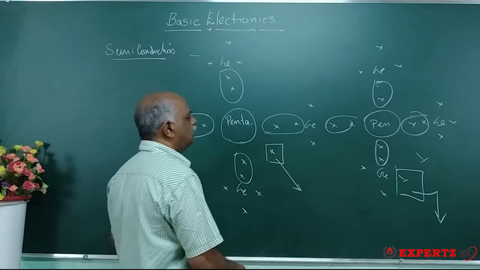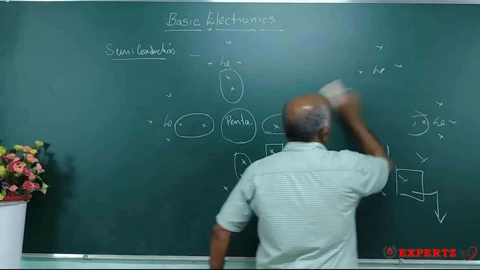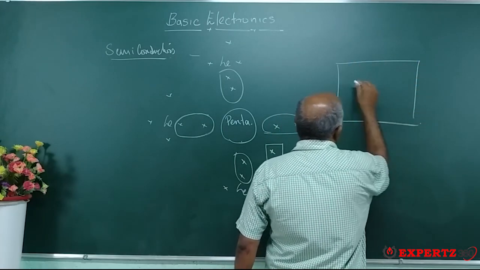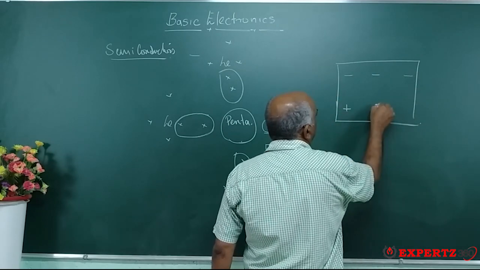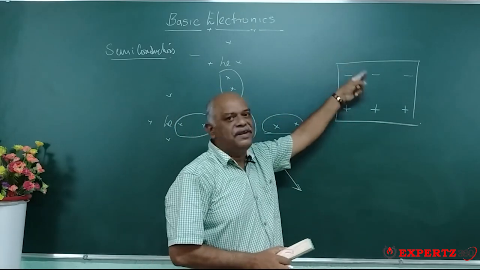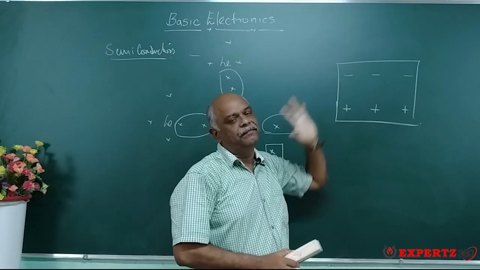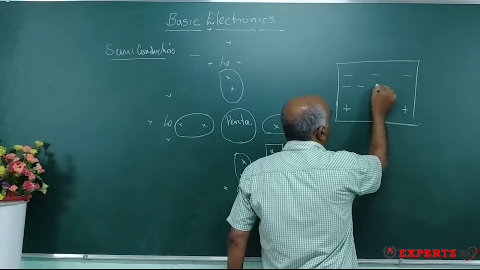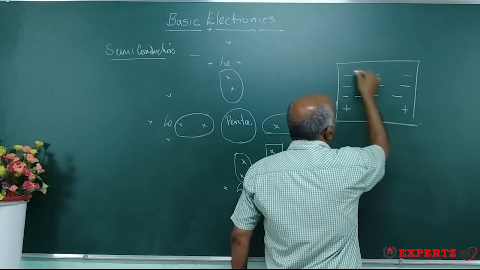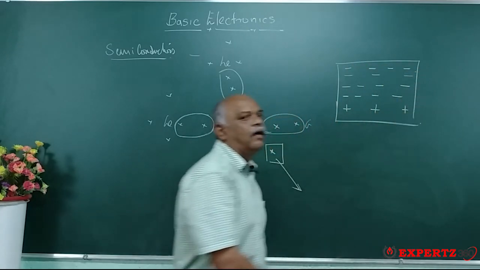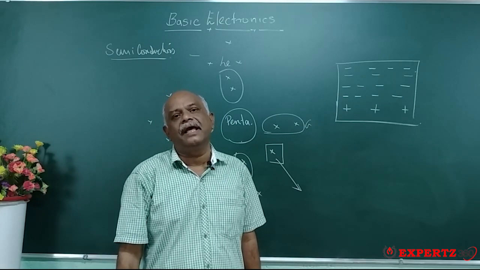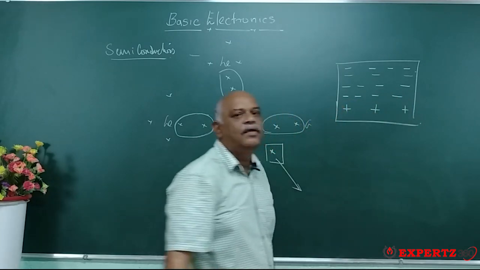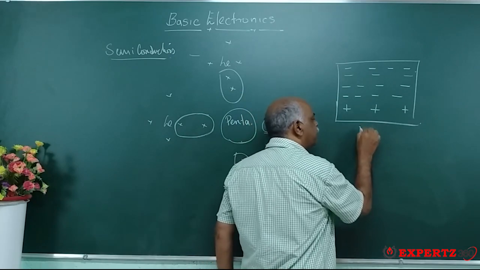Clear? So that means I had a pure intrinsic semiconductor. In a pure intrinsic semiconductor, the number of electrons is equal to the number of holes. I doped this intrinsic semiconductor with a pentavalent atom. What happened? I got extra free electrons. Now there is an increment of electrons. That means now the majority carriers are electrons and the minority carriers are the holes. Such type of material, you call it N-type material.